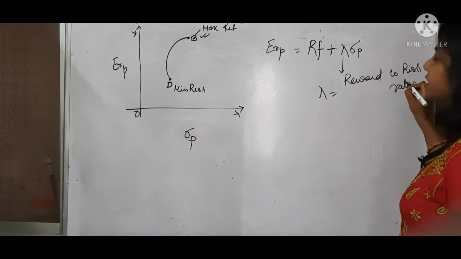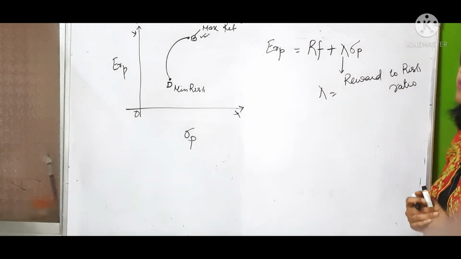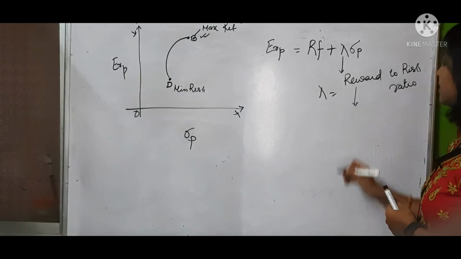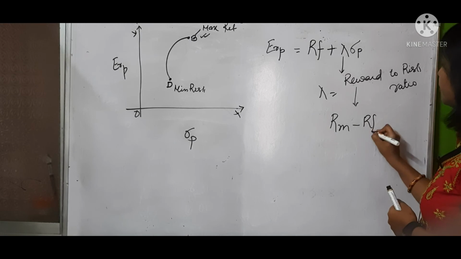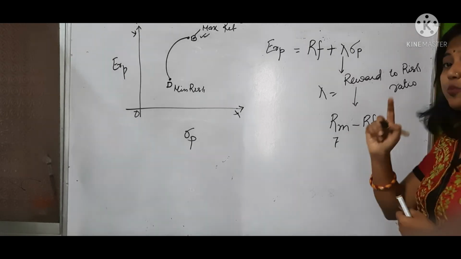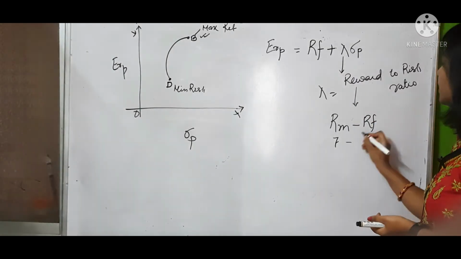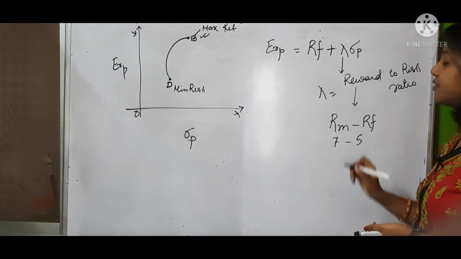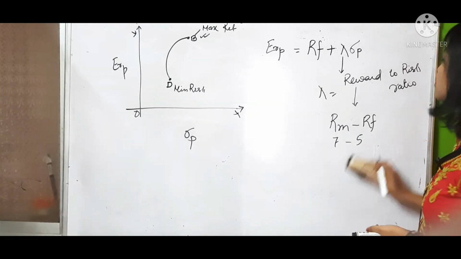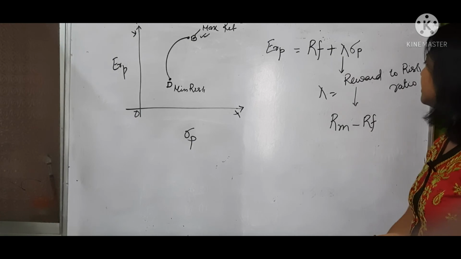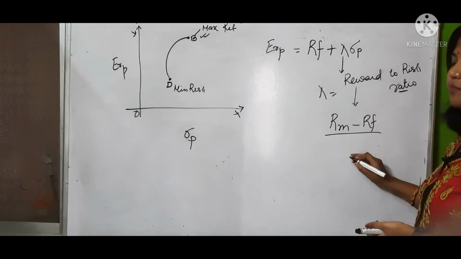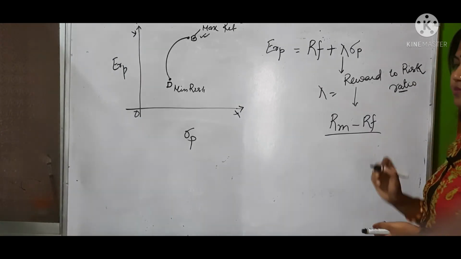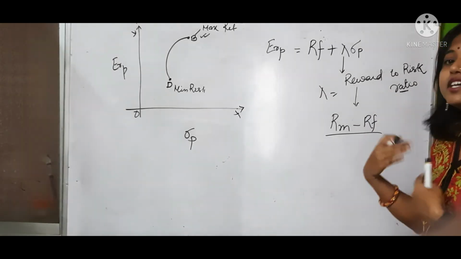Reward is that you have taken some risk, for this you are to get some reward. Now what is reward? Reward in this case is RM minus RF. What is RM? In my example 7 rupees, what I get from the market, and what is RF? The 5 rupees which I get from the risk free assets. So this is my reward, and since it is a ratio, it has to be divided by something. Divided by what? Risk. Which risk? The market risk.